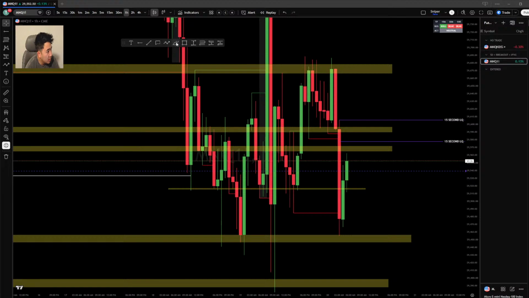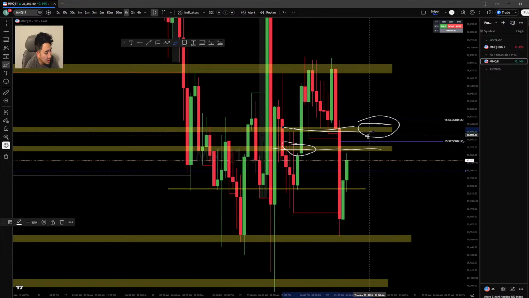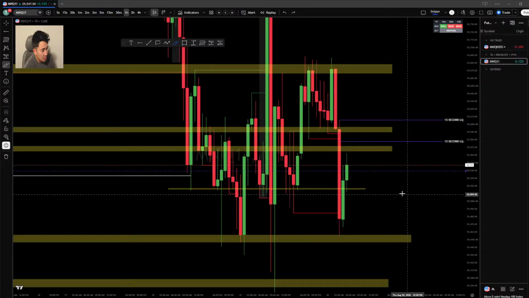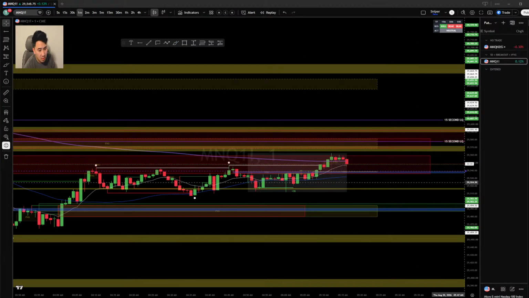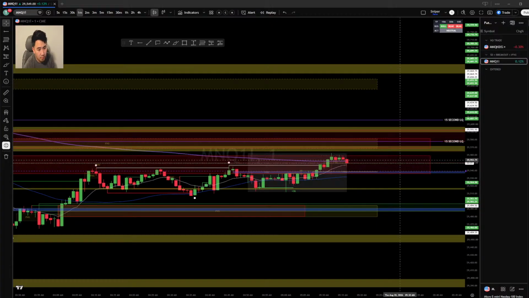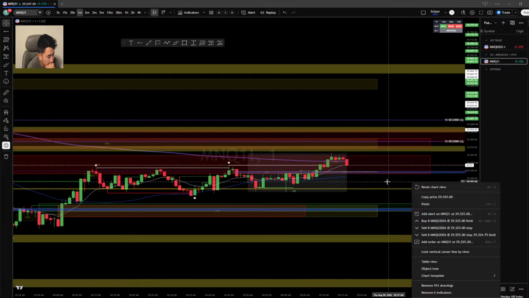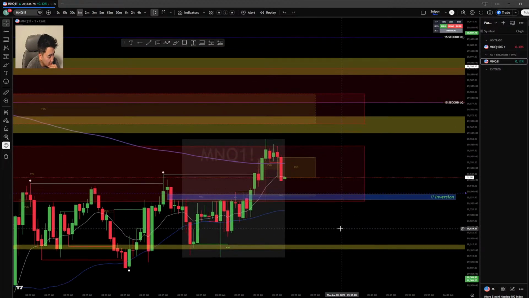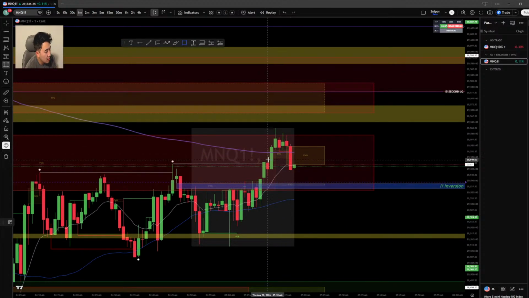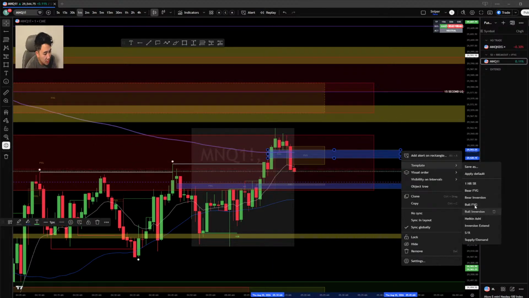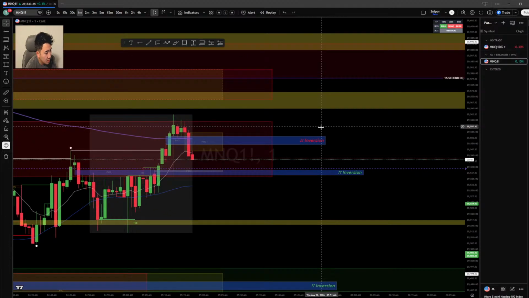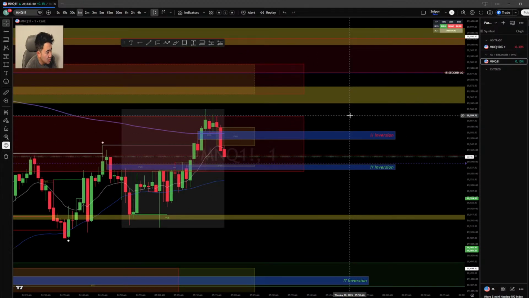Right here on the 1 hour time frame, we have this resistance zone right here, and then this zone right here. Two zones pretty close to each other. Looks like it's pulling back into this. This is a bullish gap becomes bearish inversion. Pulling back into this bullish inversion zone here.